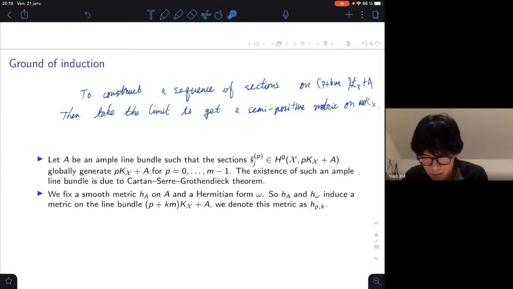Okay. So I start with the ground for the induction. Again, the Serre vanishing theorem tells us there is an ample line bundle A such that we have global generation for all those bundles for p from 0 to m minus 1. Those sections satisfy the global generation.